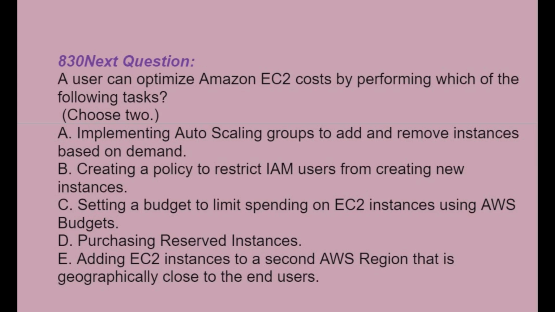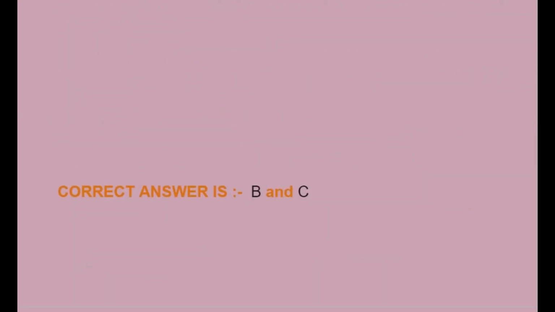Option E, adding EC2 instances to a second AWS region that is geographically close to the end users. Correct answer is option B and option C.